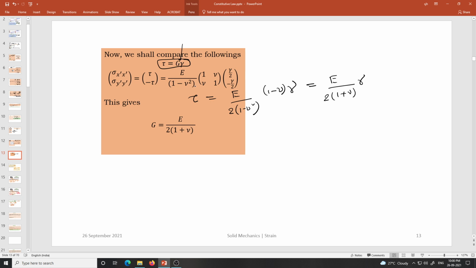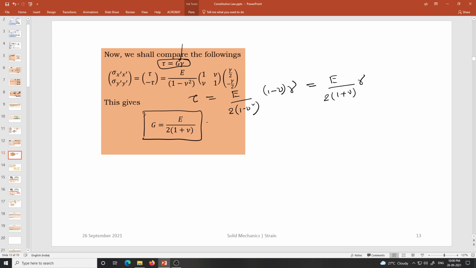Now, after doing this exercise, that means considering the two-dimensional problem and after a 45-degree rotation, what we see is that tau and gamma are related via this relationship, where the proportionality constant is nothing but E over 2 into 1 plus nu. That's why we say that the shear modulus G is not independent; it can be identified as E over 2 into 1 plus nu.